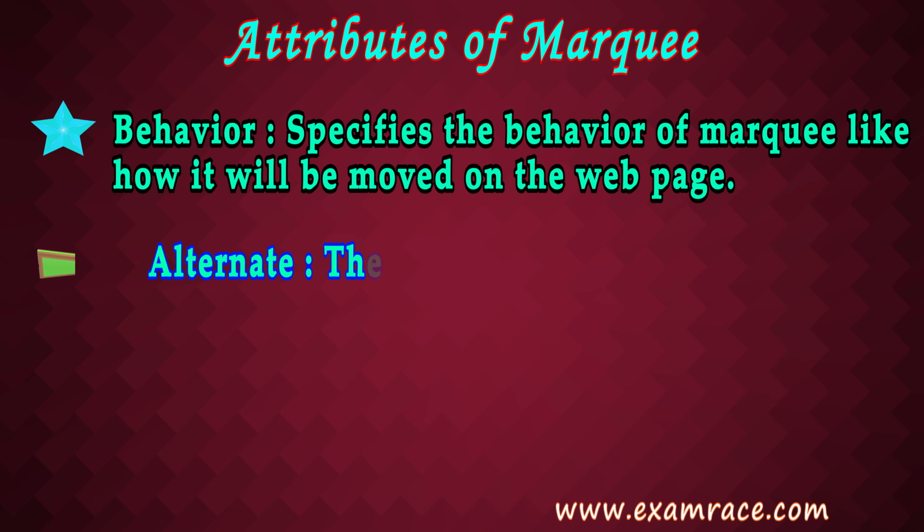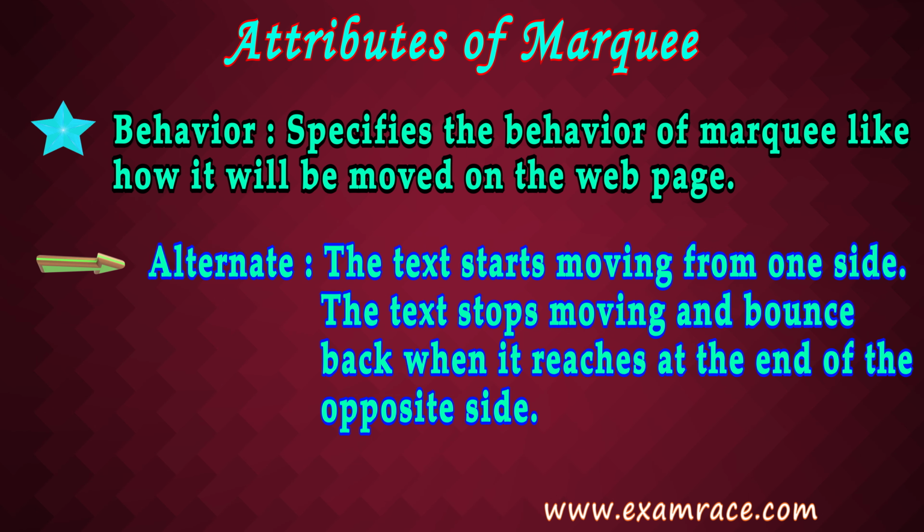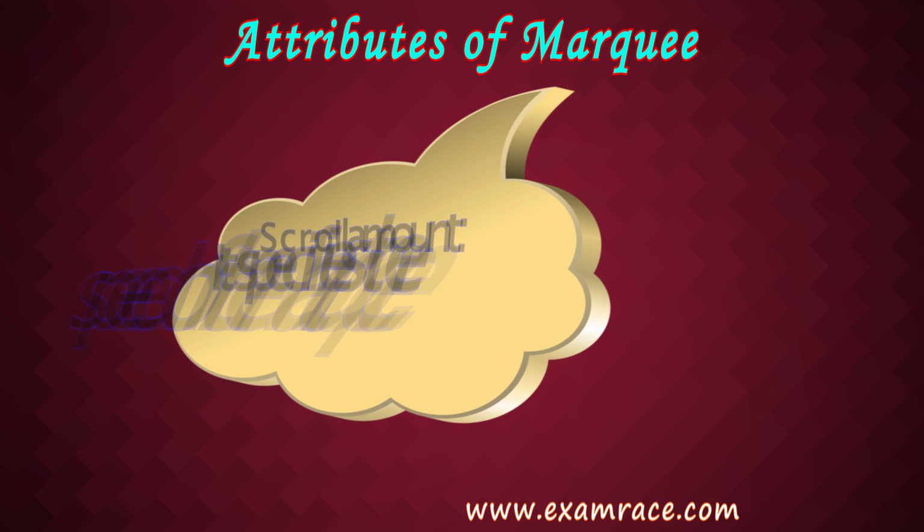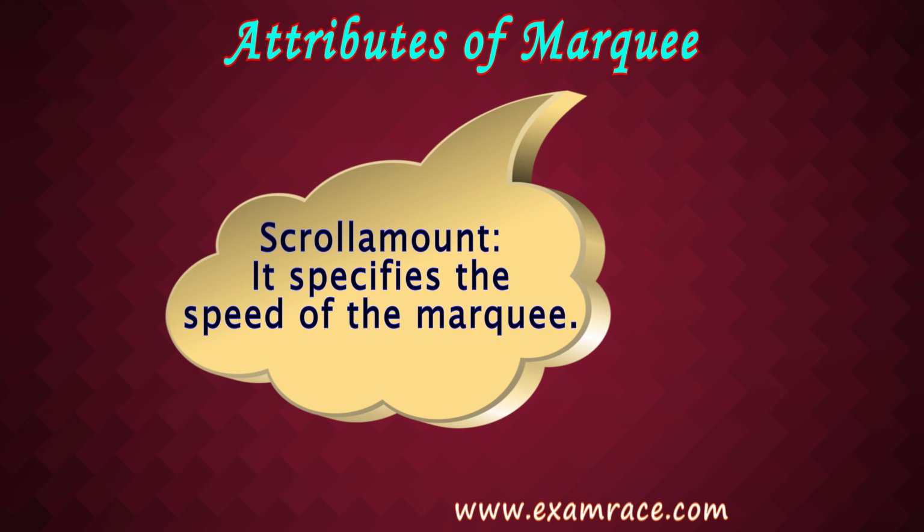Then the third one is alternate. The text starts moving from one side, stops moving and bounces back when it reaches the end of that side, then it will move towards the opposite side. So these are the three properties in the behavior also. So what is the scroll amount? Scroll amount means that we can provide the speed also, so that we can have the measurement for the speed of the marquee, whether it will move very fast or in slow motion.